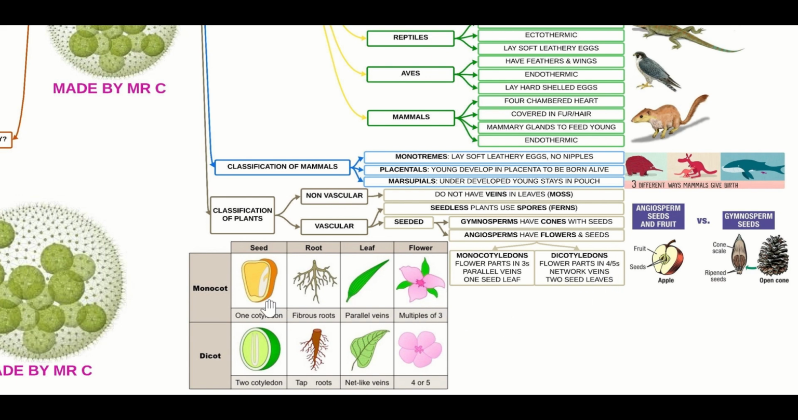And if we look here, we've got a comparison between monocots and dicots. In the seed, there is one seed leaf in monocots and two in a dicot. The roots of a monocot are fibrous, but the roots in a dicot are a taproot with little roots coming off the side. The monocot has parallel veins in its leaves, and the dicot has network veins in its leaves. And monocots have flower parts in threes, and the dicot has flower parts in fours and fives.